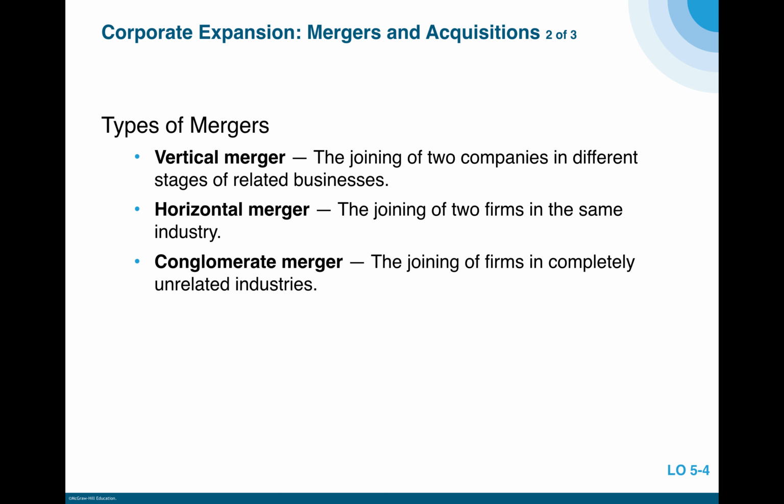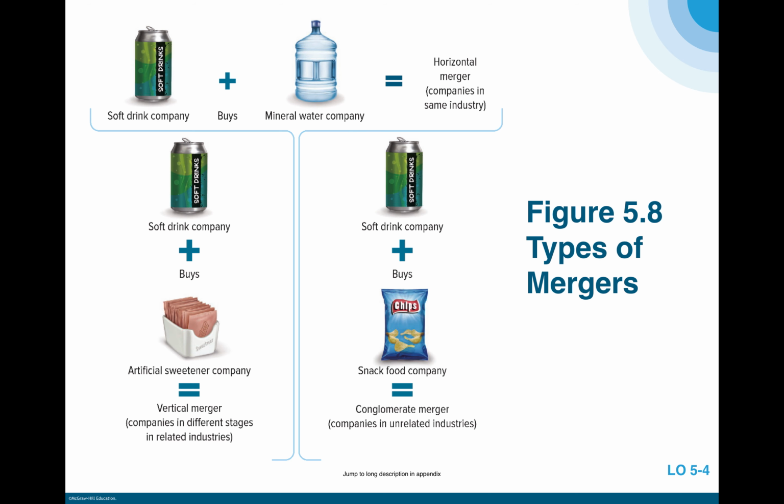A vertical merger is the joining of two companies in different stages of related businesses. A horizontal merger is the joining of two firms in the same industry. And then a conglomerate merger is the joining of firms in completely unrelated industries. So here are some examples.